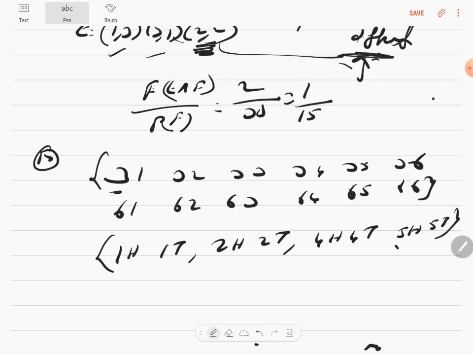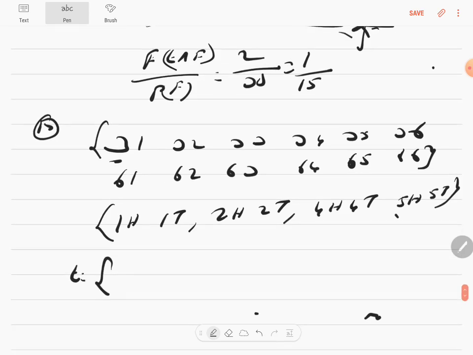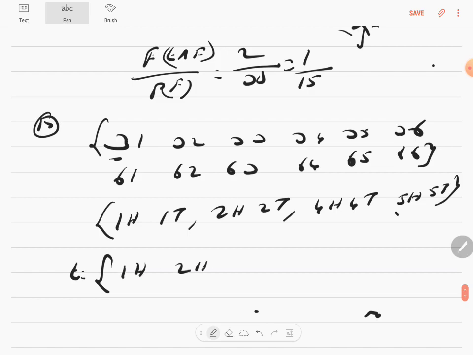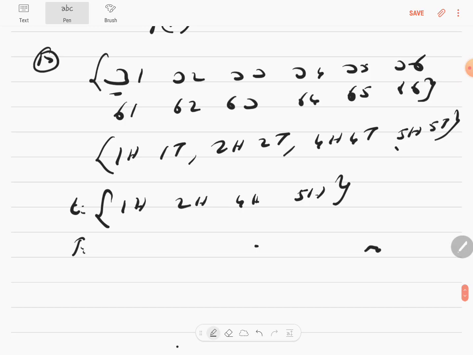Okay, find the conditional probability of the event that the coin shows a head. So the question is about the coin showing a head. Where is the coin showing head? 1H, 2H, 4H, 5H. That's all. Under the condition that at least one die shows a 3. Oh, it's not the head, find the conditional probability that the coin shows a tail. So it's 1T, 2T, 4T, 5T.